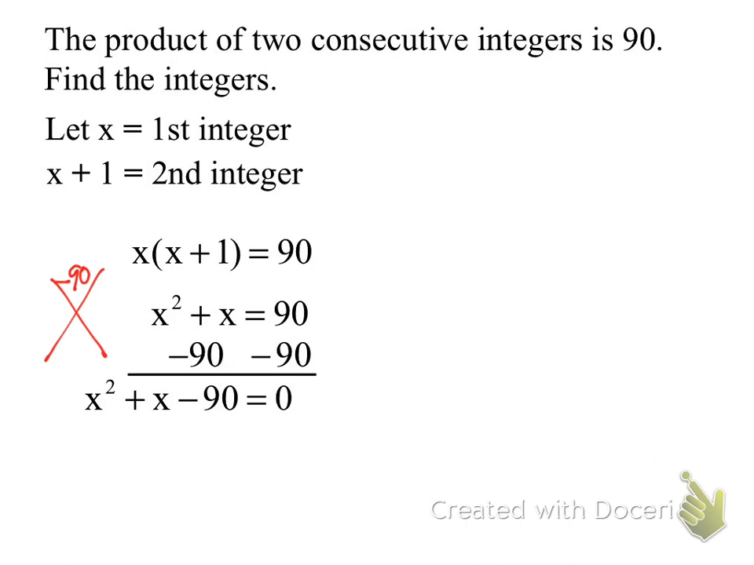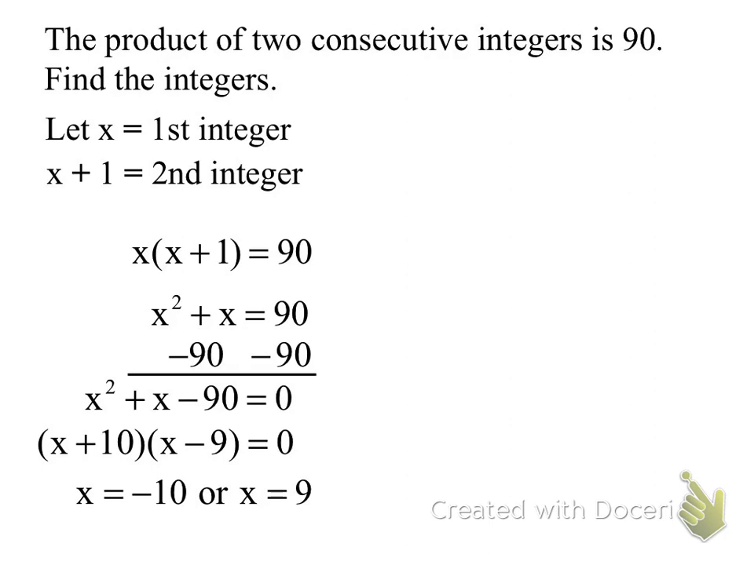And now what multiplies to negative 90 and adds to negative 1? 10 and negative 9, good. So it's X minus 9, X plus 10. Okay, now what? What are my solutions? So the first solution is negative 10, and the second solution is 9.